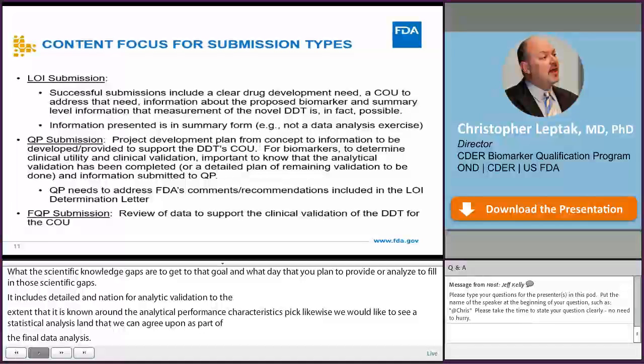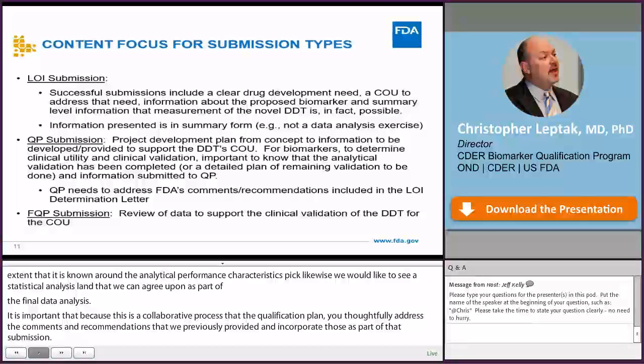The plan is basically a soup to nuts. Once we can reach an alignment around what that plan is and have an agreement that it's a good one, then ultimately you, the outside party, can then conduct the plan, gather the information, do the analysis, do the interpretation, and then submit that to us in the final submission, which is the final qualification package, where it includes all the data, etc.